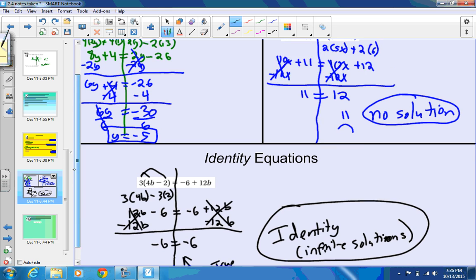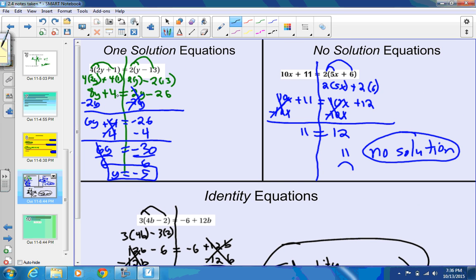So just to recap, the ones we've been working with for one solution, you'll solve it, you'll get an answer. It'll work out that way. No solution equations, you end up getting, the variables will cancel out when you subtract from one side and then from the other side. And then you'll end up with getting something that's not equal to each other. This right here, that's not true. Meaning you have no solution here.